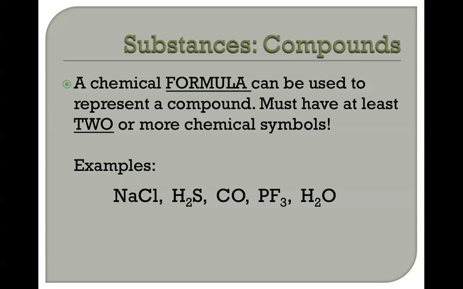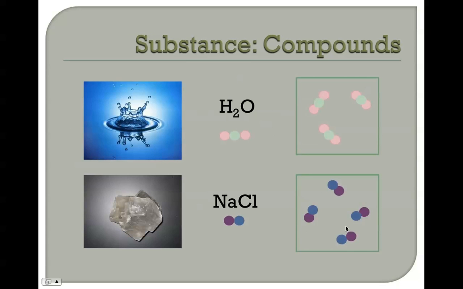Compounds also have to have a chemical formula, but there has to be at least two or more chemical symbols present. So in these examples, you can see that you have Na and Cl, H and S. In this case, it looks very similar to cobalt from an element, but you can see two capital letters. So we have carbon monoxide and so on. So again, you have to be able to identify at least two or more chemical symbols for it to be a compound.